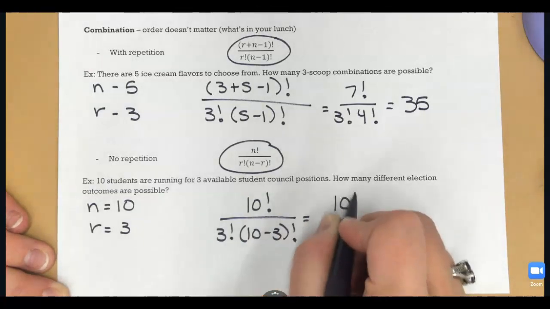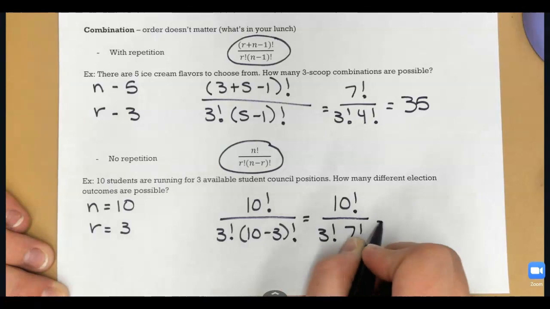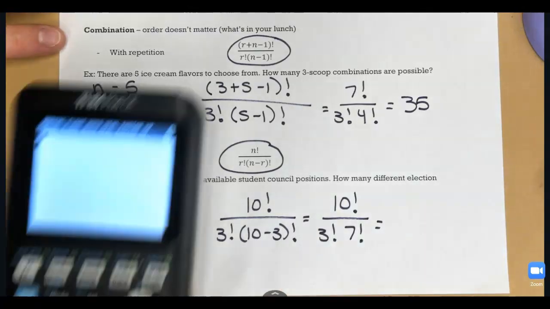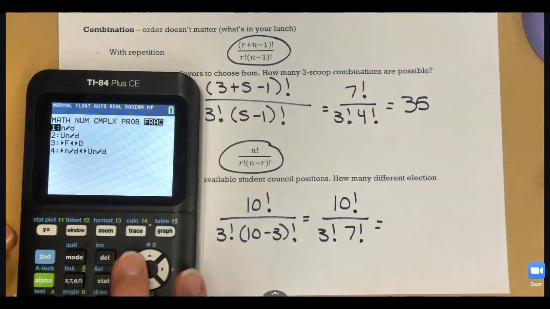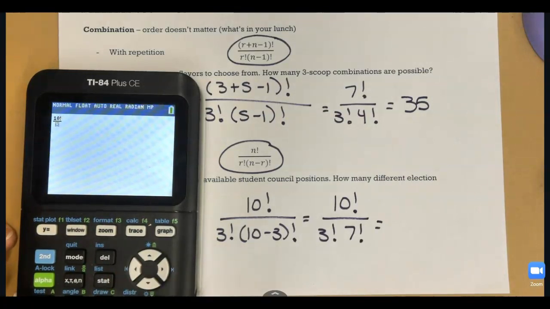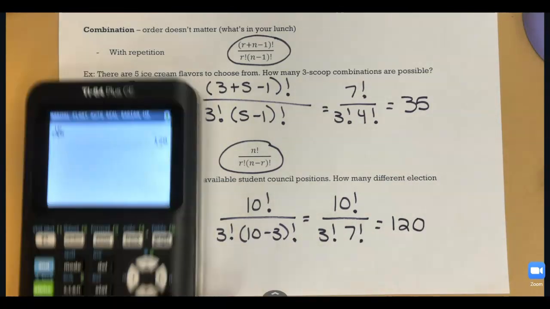I'm going to put in my calculator 10 factorial divided by 3 factorial times 7 factorial. So once more, 10 factorial divided by 3 factorial times 7 factorial. And I have 120 different possibilities.